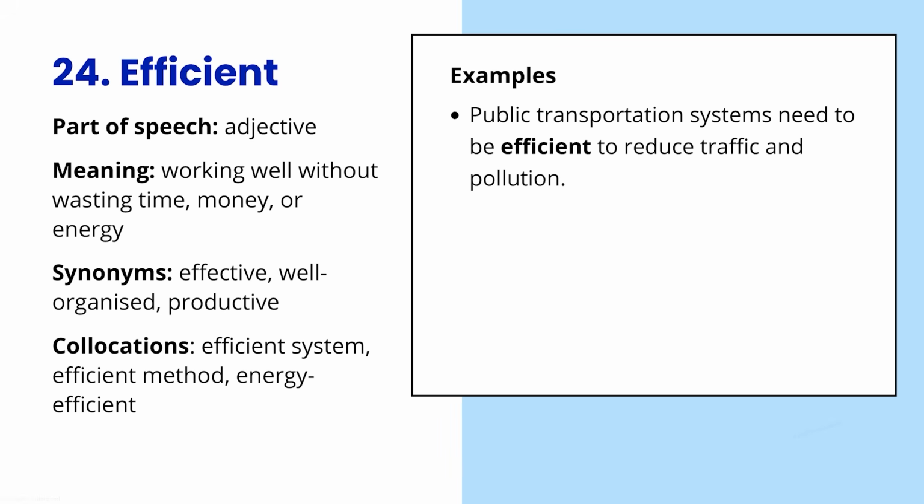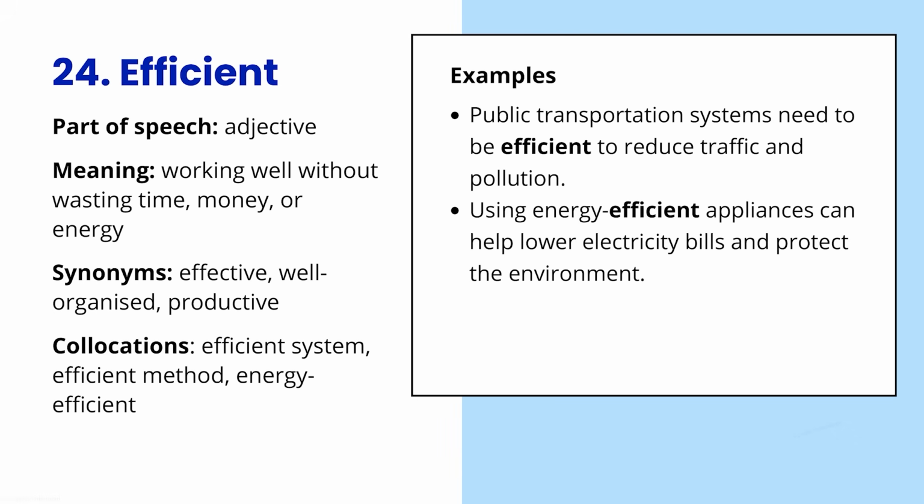Moving on to the examples, public transport systems need to be efficient to reduce traffic and pollution. Using energy efficient appliances can help lower electricity bills and protect the environment. So this means using appliances like microwaves or fridges that work well without wasting energy or electricity. Just something to note, don't confuse efficient with fast. Something can be quick, but still waste a lot of energy or money. Efficient means it works well and avoids waste.